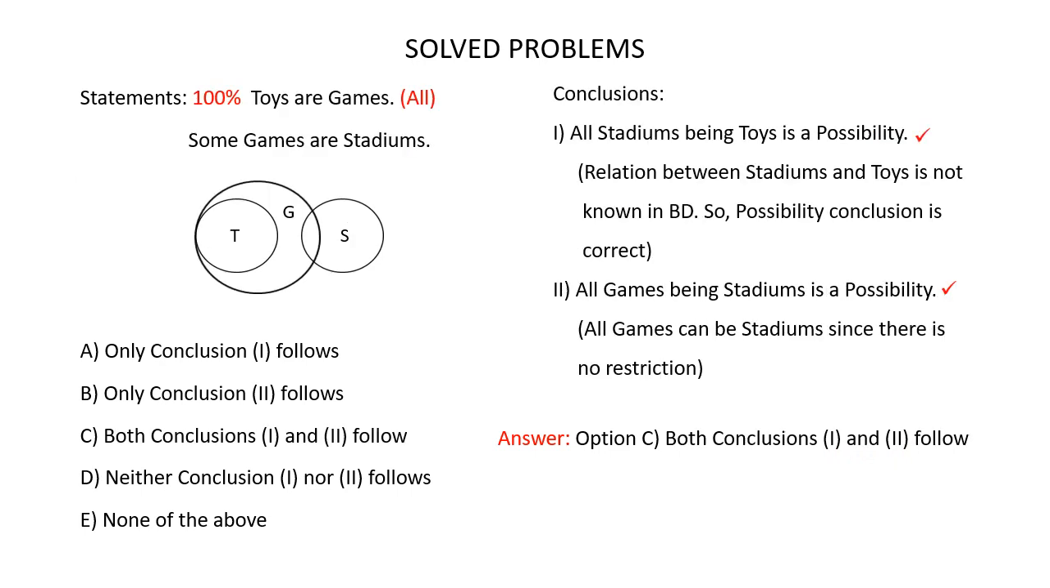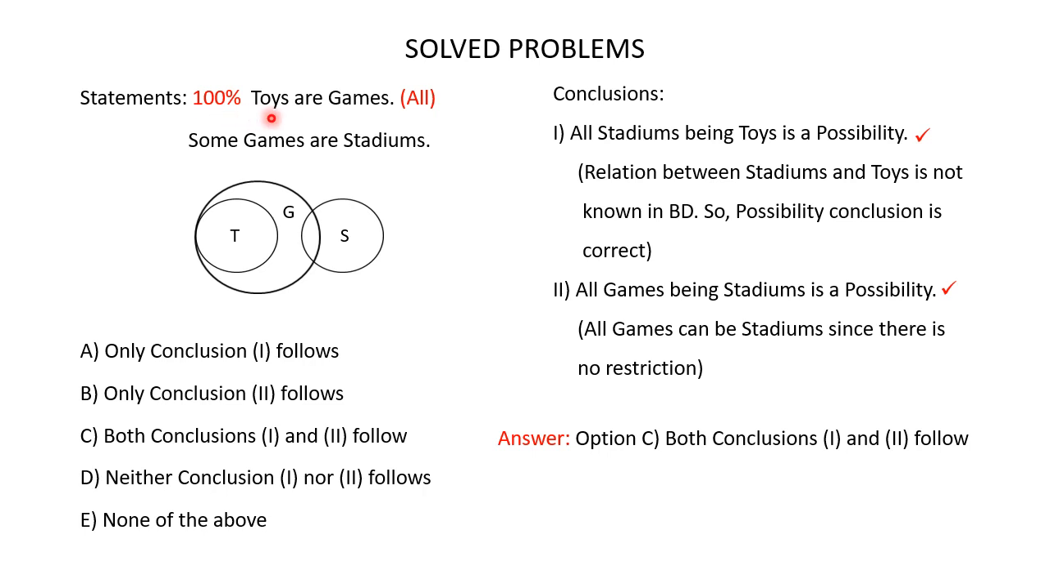In this question, you are given two statements and two conclusions. Let's find out which of these conclusions follow from the logic given in these statements. To do that, first we have to draw a Venn diagram for these statements. Now the statements are 100% toys are games. Some games are stadiums. So let's draw a Venn diagram for these statements.